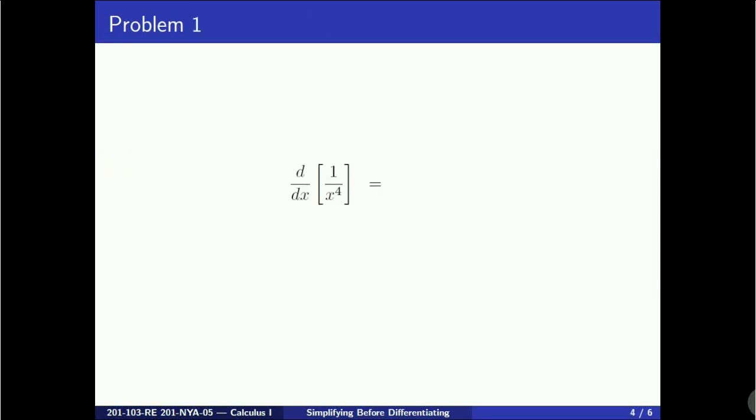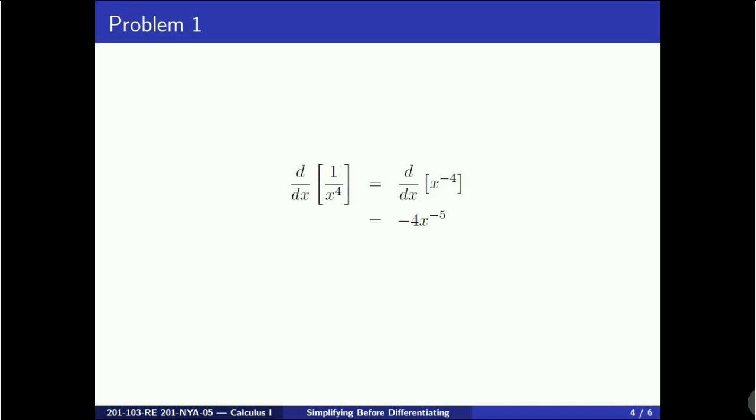In the first example, if we want to differentiate 1 over x to the 4, we first write it as x to the minus 4. So now it is a power of x, and we can use the power rule. The derivative of x to the n is n times x to the n minus 1, so the derivative of x to the minus 4 is minus 4x to the minus 5. Minus 5 as in minus 4 minus 1.